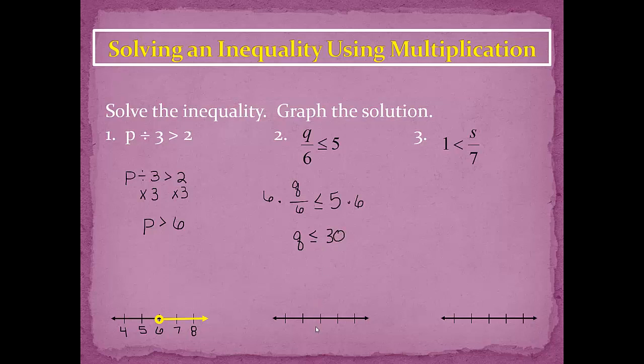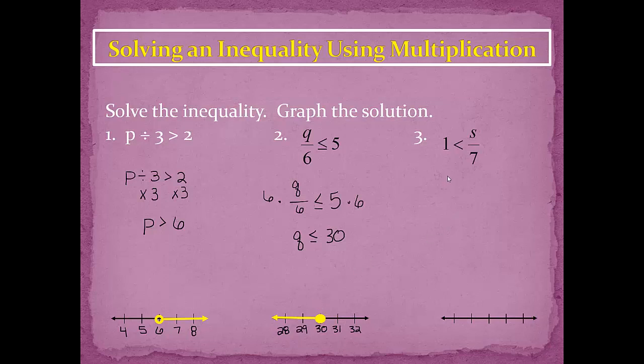Now I'll go ahead and write 30 on my number line, and to the right I have 31 and 32, and to the left I'll have 29 and 28. Now at 30, I will have a closed circle because my symbol is less than or equal to, and the numbers that are less than or equal to 30 would be to the left. So I will shade to the left.